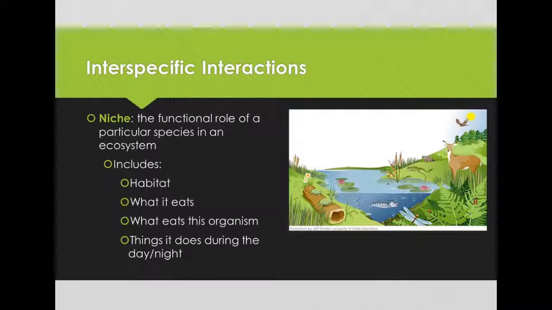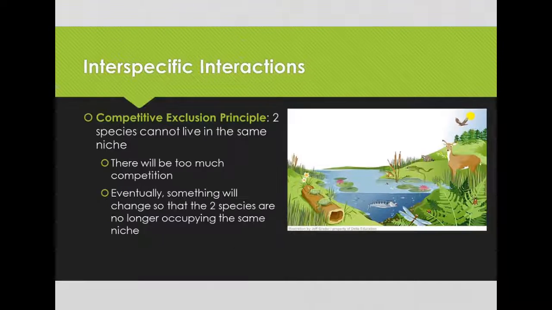A niche is the functional role of a particular species in an ecosystem. It includes an organism's habitat, what it eats, what eats that organism, and things it does during the day and night. So it is literally its entire role in an ecosystem. And the competitive exclusion principle states that two species cannot live in the same niche. There will be too much competition if they exhibit the exact same role and share literally everything. They live in the same place, they eat the exact same food, they do the exact same things all of the time.